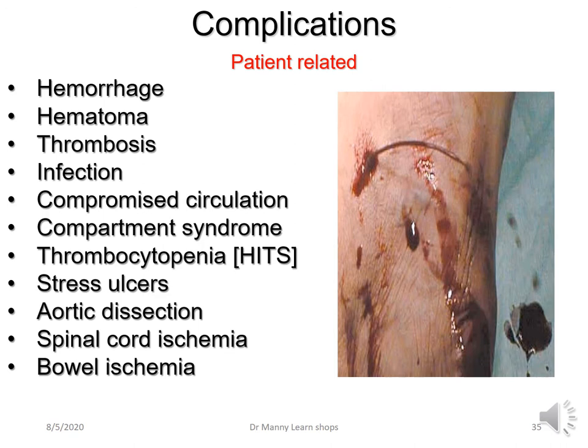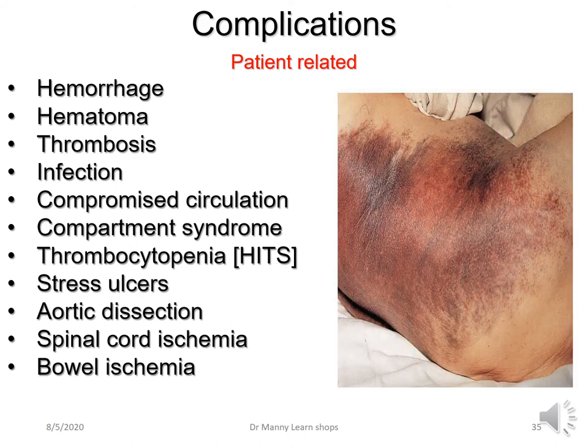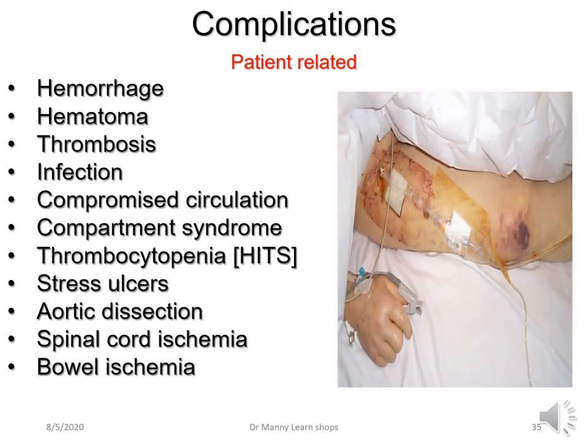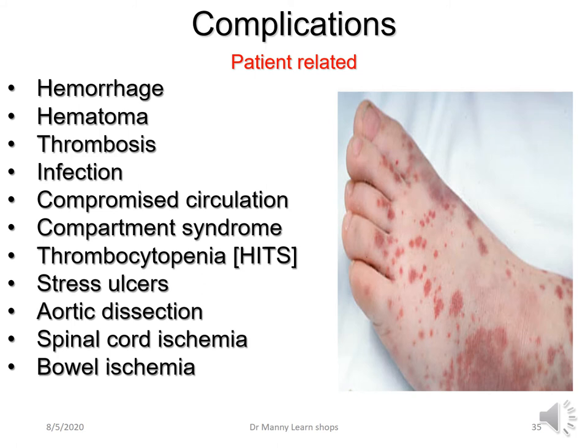What then are complications with intra-aortic balloon catheters and counterpulsation that are patient related? Well, hemorrhage, number one. Hematoma could occur. Thrombosis, infection, a compromised circulation, which will result in limb ischemia. Compartment syndrome, thrombocytopenia, which could result in thrombosis or hemorrhage. Syndromes such as heparin-induced thrombotic thrombocytopenia syndrome.